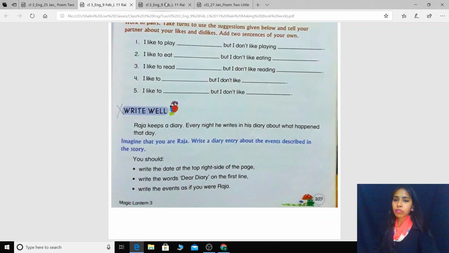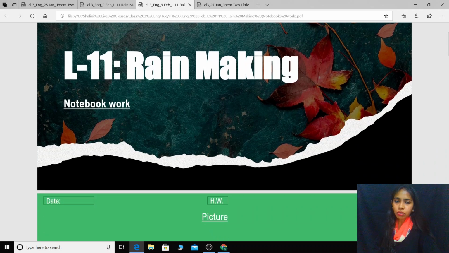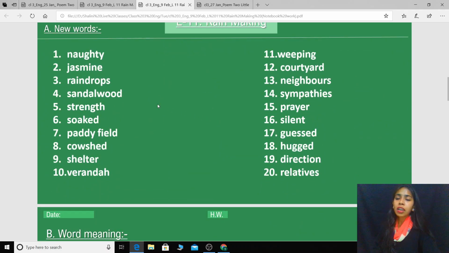Now it's time for the notebook exercise. Okay, so Rain Making notebook exercise. These are the new words, children. I already told you how you are going to get the new words. आपको complete the spelling form में आएगा.